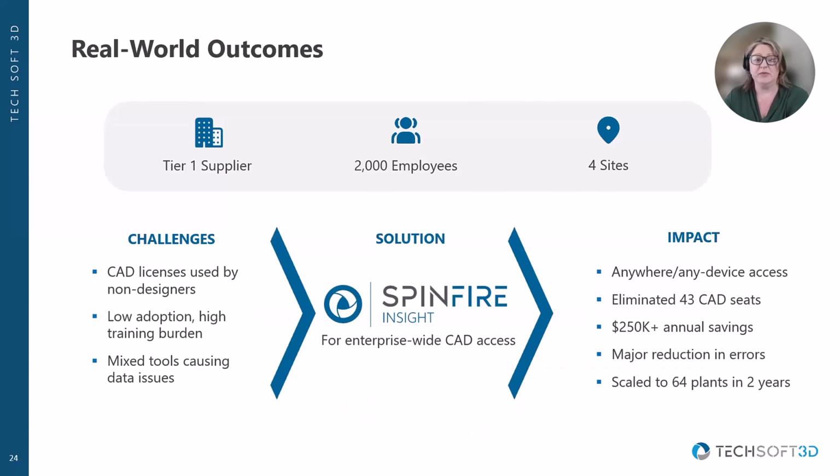Unlike other vendors who impose complex protection schemes and create barriers to scaling, SpinFire Insight's Enterprise Bundle makes enterprise-wide deployment simple. With a cost-effective model and minimal administrative overhead, it allows adoption to happen organically without friction or red tape. By eliminating the direct expense of overbought CAD licenses, this customer paid for the SpinFire Insight solution and still saved $200,000 annually and expanded the solution to 64 separate locations.